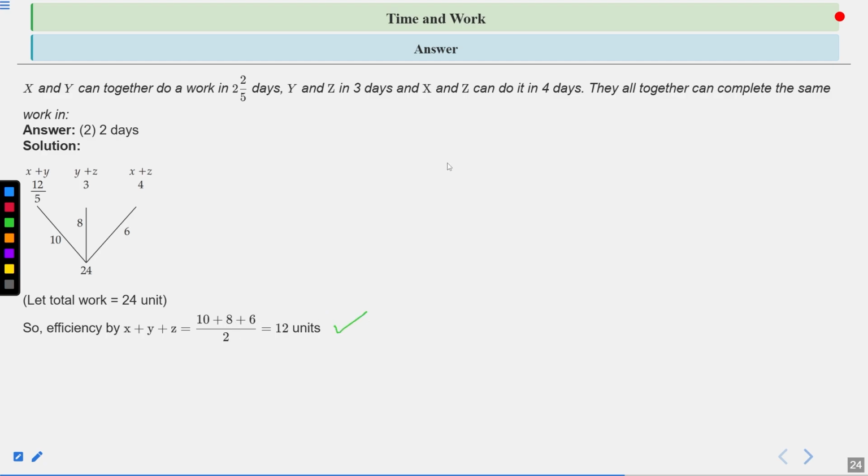Now the question is, they all together can complete the same work in how many days? Total work is 24 units and the combined efficiency of X, Y and Z is 12 units. So we just divide it and we get our answer. The time taken by X, Y and Z together is 24 upon 12, which equals 2 days. So the second is the correct answer of this question. Next one.